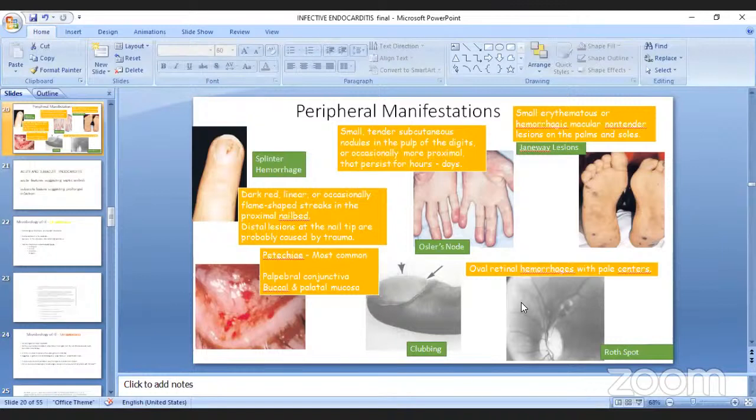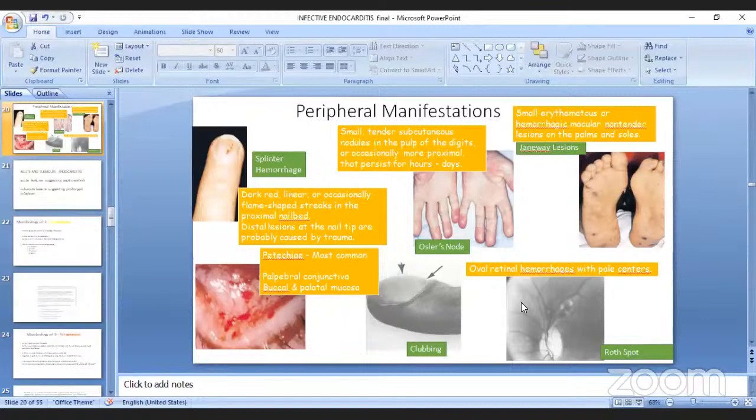Janeway lesions are small erythematous or hemorrhagic macular non-tender lesions on the palms. So this is basically the difference. Tender is Osler's nodes. Janeway lesions will always be non-tender. And then you can see Roth spots, oval retinal hemorrhages with pale centers. But I am telling you again, this is a very important thing: they are not very common in infective endocarditis patients. They'll only occur in 10 to 15% of the patients.